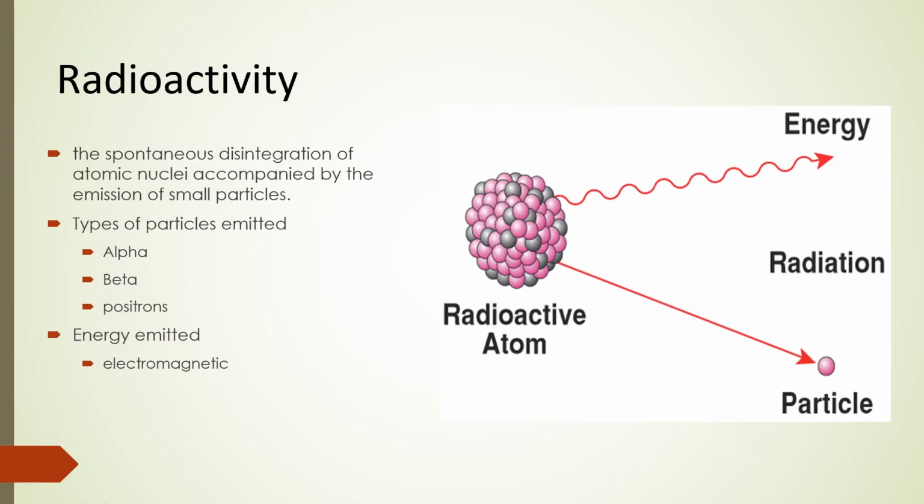An unstable nucleus is said to be radioactive. Radioactivity is the spontaneous disintegration of atomic nuclei accompanied by the emission of small particles and energy. Depending on the type of emission, scientists define the disintegration as alpha decay, beta or positron decay, and gamma radiation, where gamma radiation is a short wavelength electromagnetic wave. We shall learn more about these types of radioactive particles shortly.